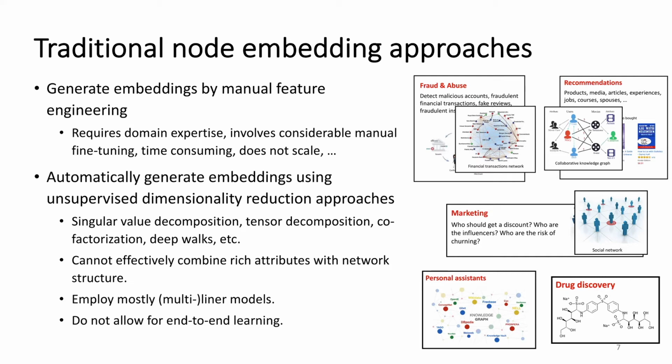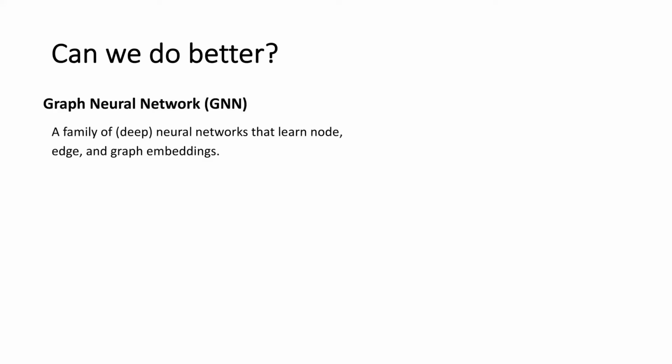However, the problem with those methods is that they cannot effectively combine the attributes that we quite often have with the nodes and edges in the network. And to a large extent, most of those models are multilinear models. They decouple the learning of the representation from the downstream classification task, so they do not allow for end-to-end learning. Which begs the question, can we do better? And the answer to that question is graph neural networks.